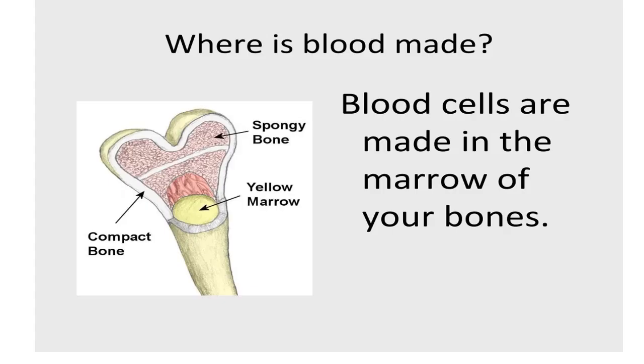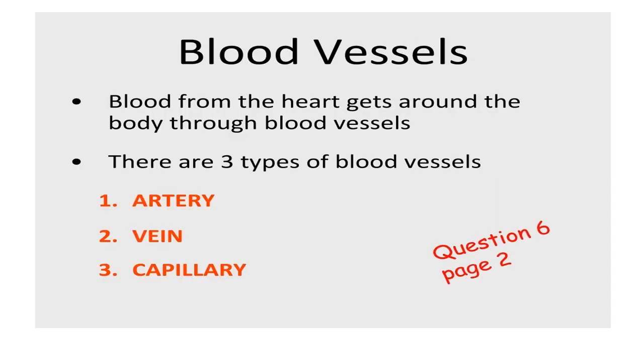So where is blood made? The blood cells are made in the bone marrow. Here we can see the bone marrow consists of spongy bone, yellow marrow and compact bone. The blood from the heart gets around the body through blood vessels. There are three types of blood vessels: artery, vein and capillary.